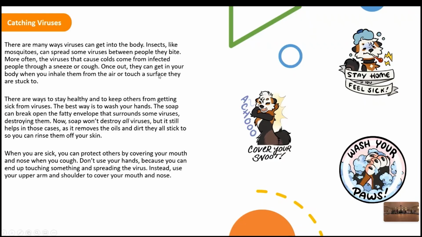So catching viruses. There are many ways that you can catch a virus. Think of mosquitoes with malaria, or West Nile virus. The ones that you can get that cause colds come from infected individuals when they sneeze or they cough. Once out, when you inhale them, or you might touch a surface that they're stuck to, that's how you can contract a viral infection. Now, when it comes to COVID, of course, it travels through droplets in the air.